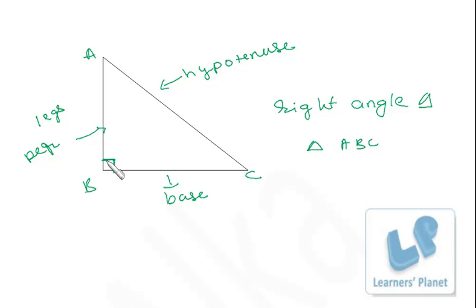This is the angle of 90 degrees. The side opposite to 90 degrees is the hypotenuse, and the sides containing the right angle are the legs of the triangle. The vertical line is considered to be the perpendicular, and the baseline is considered to be the base. So this is a right angle triangle. Okay, so when we have a right angle triangle, we discuss Pythagoras theorem.